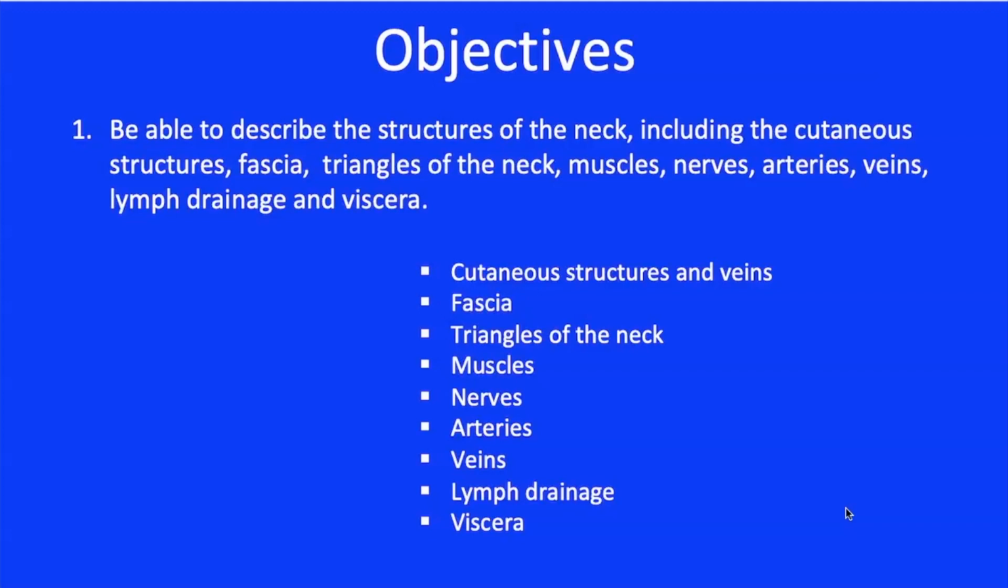Having described the two main clinically relevant issues of the neck, mainly metastatic tumors and trauma, the objectives to appreciate in this lecture become obvious. You must be able to describe in detail the structures of the neck relevant to these two clinical scenarios that are listed here.